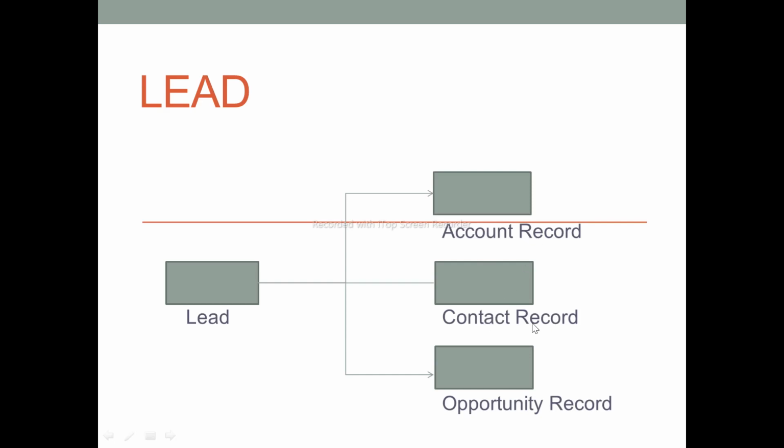After that, contact record contains contact details of customers, for example, first name, last name, title, department, birth date, phone, fax, home phone, email, and address. And last one is the opportunity record. It describes the product purchased by the customers and revenue generated from the customers.